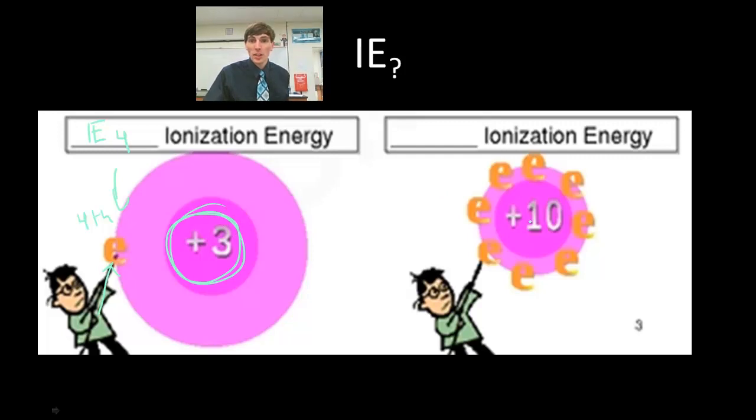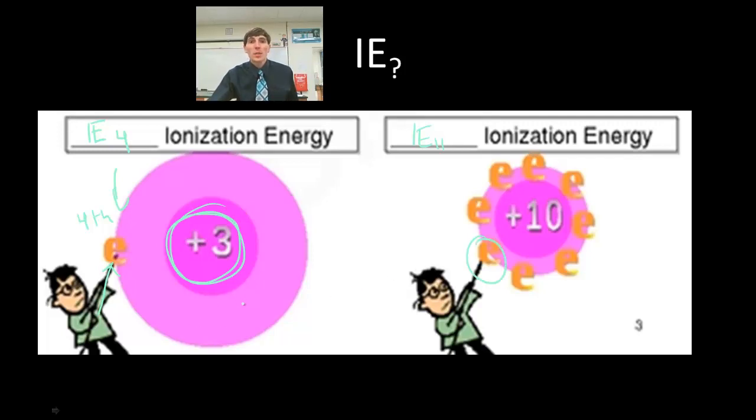But looking over here, I'm trying to pull an electron away. I've already lost 10. This would be IE11. Notice how close those electrons are now to the atom as the atom has gotten smaller and smaller. So very, very difficult to remove those electrons.